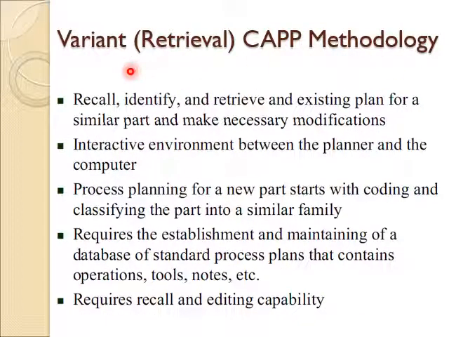So first we will discuss the first type, the variant or retrieval computer aided process planning method. In this method we recall, identify and retrieve the existing plan for a similar part and make necessary modification. The environment is interactive, with both the planner and the computer. The process planning for a new part starts with coding and classifying the part into a similar family.